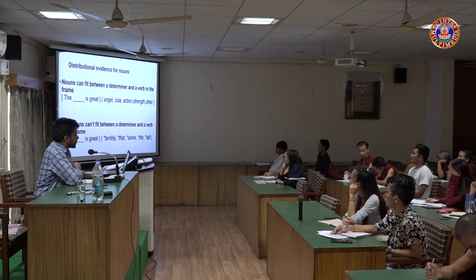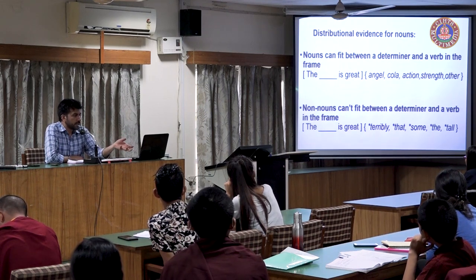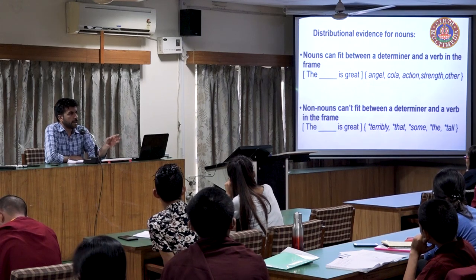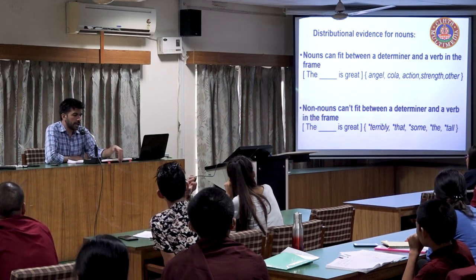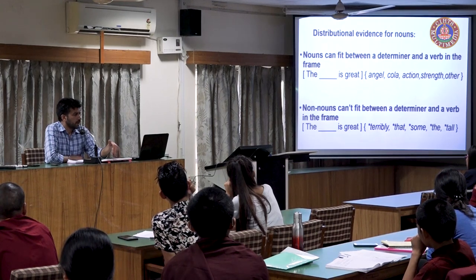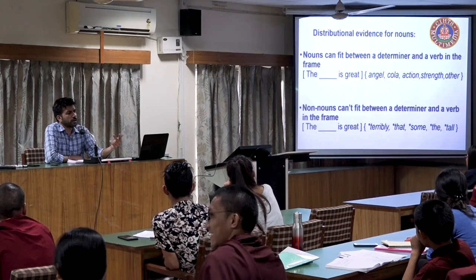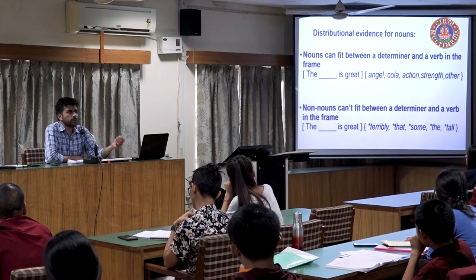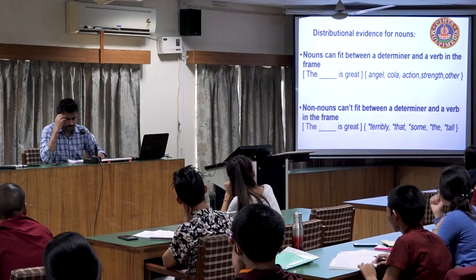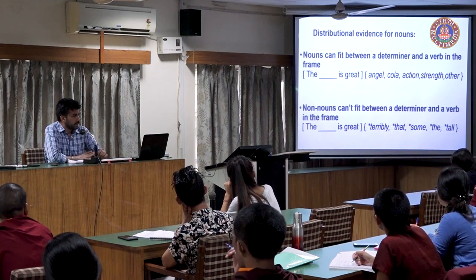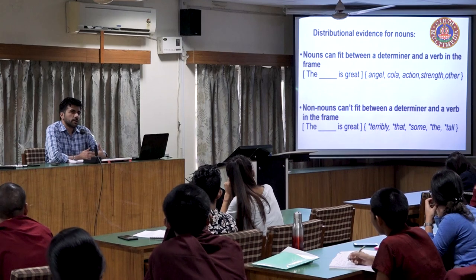Now, nouns can also be understood within a phrase, within a sentence, when we distribute within a sentence some word ahead of some other word, and then it makes sense. In the English language, nouns commonly fit between a verb and a determiner, between the, for example, the angel is great, the strength is great. All these words are nouns. What are nouns? Name of person, place, or thing. Kindly add one more thing to this: person, place, thing, and ideas, concepts. So strength here is not a name of a thing. Strength is an idea.